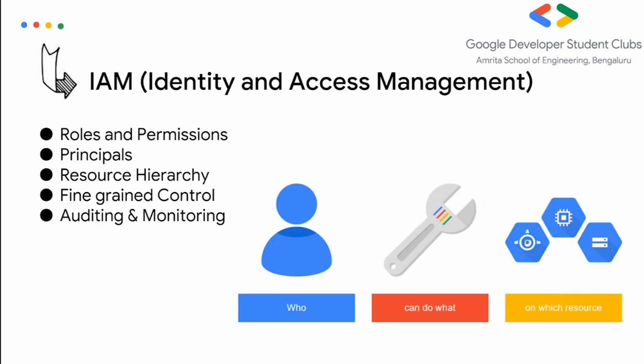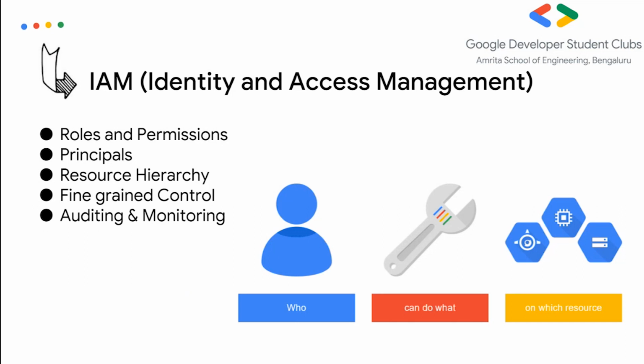Next, coming to identity and access management, it also has 5 parts, namely roles and permissions, principals, resource hierarchy, fine-grained control, and auditing and monitoring. We'll go with an example for this as well. Firstly, let's say there's an e-commerce company that uses GCP for its online shopping platform. They need to manage user access to various parts of their cloud infrastructure, for customer service, developers and administrators. So the e-commerce company defines specific roles in IAM, such as customer support, developer and administrator. These roles have different sets of permissions.